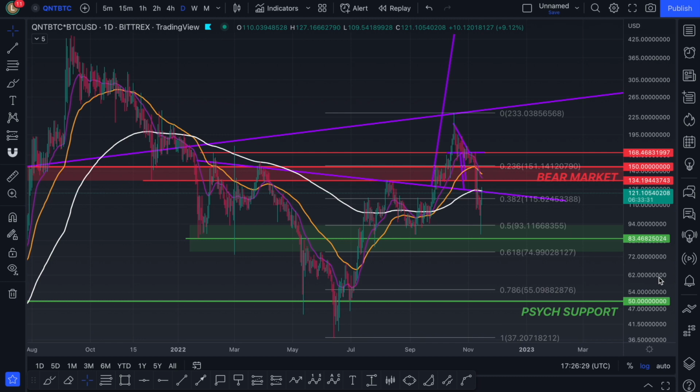So we found a fractal to prove that on the Bitcoin chart, and now let's try and find an old fractal on the Quant chart that could be repeating itself. We actually spoke about it in yesterday's update, so I hope you guys did tune in yesterday. If not, just go back to there.